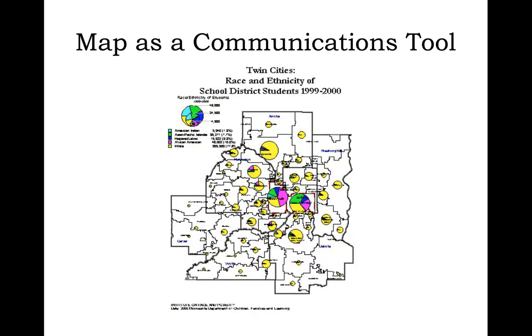This is an example of how geographers use a map as a communications tool. This map is communicating some sort of information to the viewer. In this case, what the map is communicating is the race and ethnicity of school district students from 1999 to the year 2000 in the Twin Cities. So the information that is being communicated to the viewers is the racial breakdown of the student population.